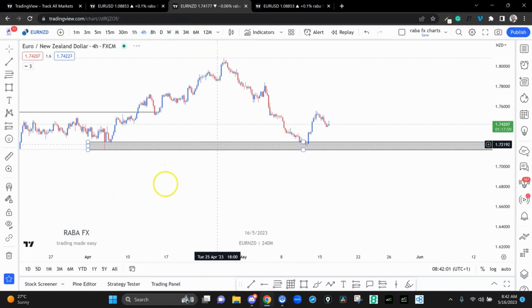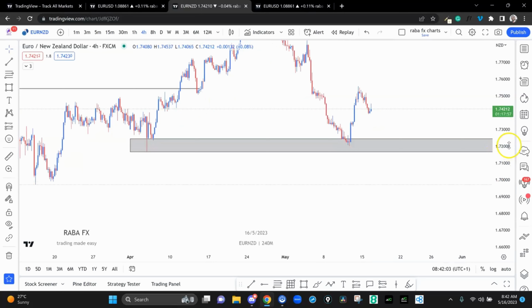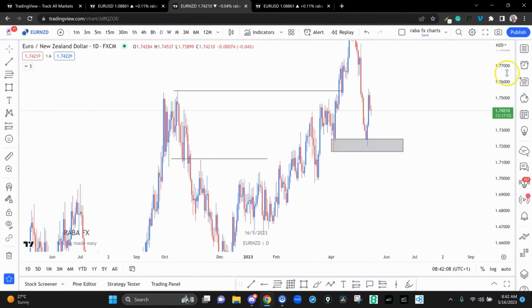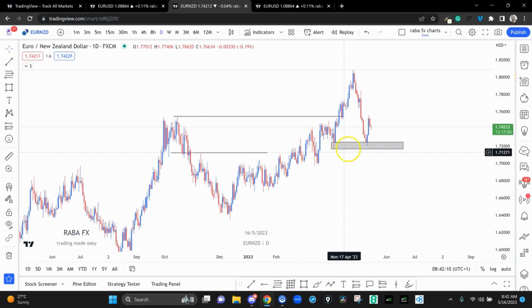If you go to the 4 hour, you can refine, but in this case, there's nothing to refine there. So this trade to me is a high probability trade. Why? Because price is coming out from what?